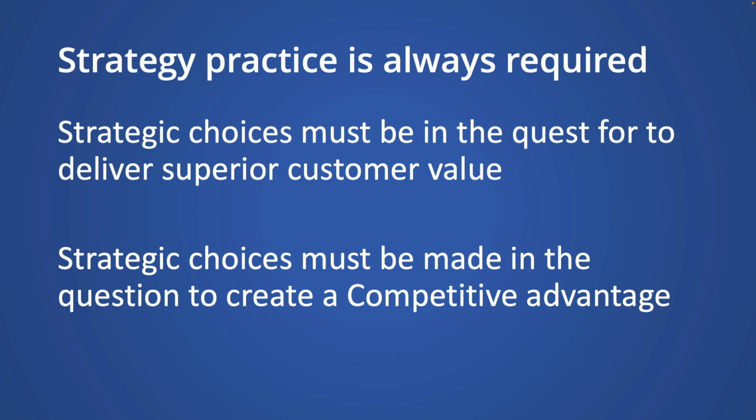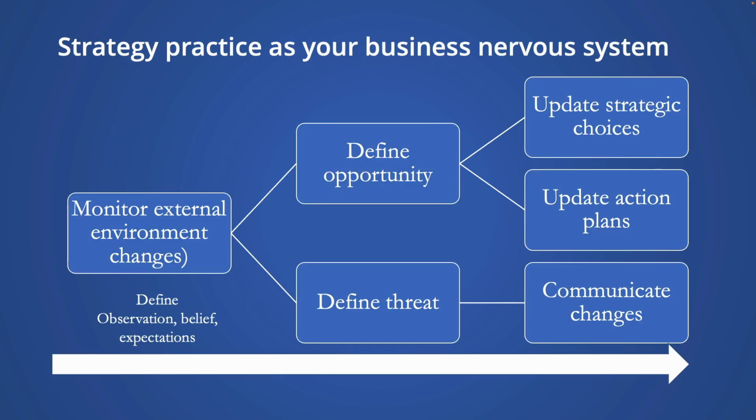But, since we are doing it anyway, we also introduced the idea that strategy practice can be your business nervous system. Strategy practice is how you monitor, interpret and respond to external changes in your business environment. You record your observations, consider your beliefs and future expectations. You can then decide whether the sum of change represents an opportunity or a threat. You and your team then elaborate to define those opportunities or threats. In response to opportunities and threats, you update your strategic choices, update your implementation plans, and communicate those changes so as to be responsive in achieving opportunities or mitigating threats.